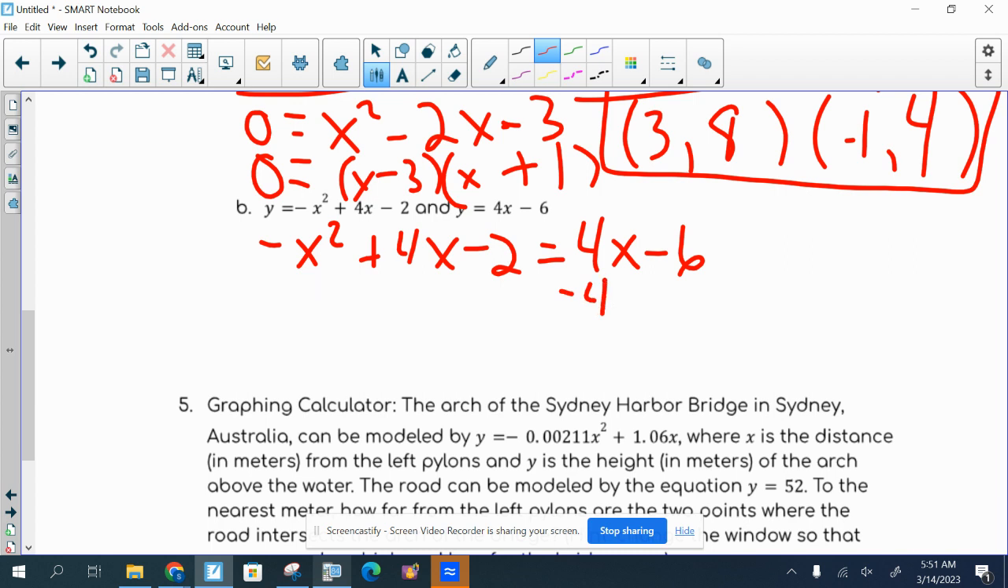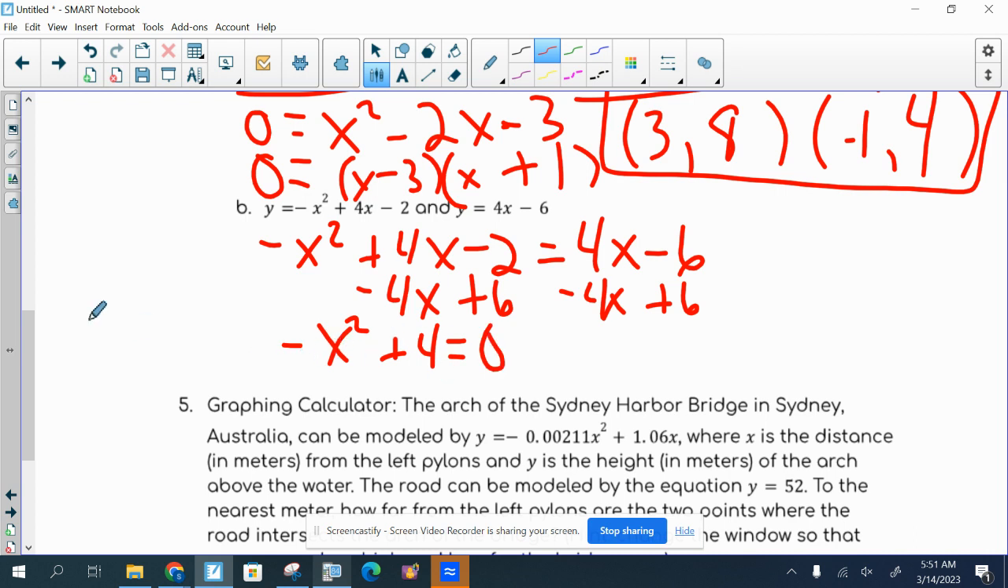So let's subtract 4x and add 6. So that'll give us negative x squared plus 4 equals 0. Now the problem is that we have a negative x squared and we can't have that. So we're going to multiply the equation by negative 1. Well, there's a couple of different ways you can solve this, but let's just say we're doing it this way.